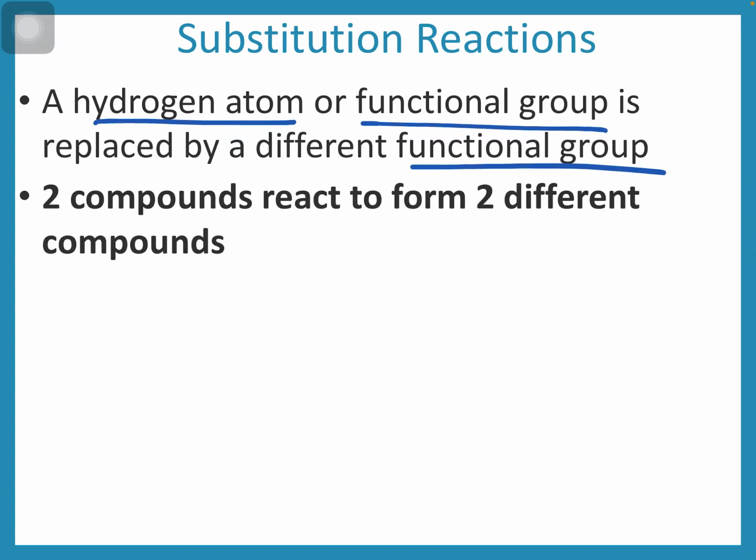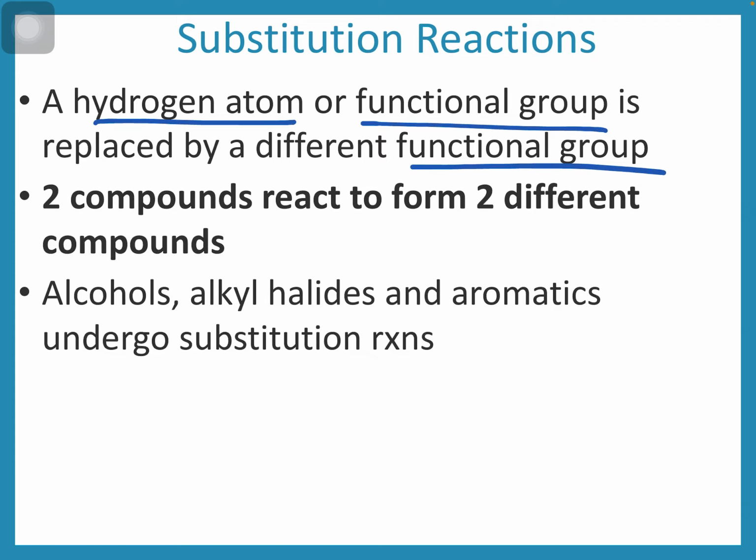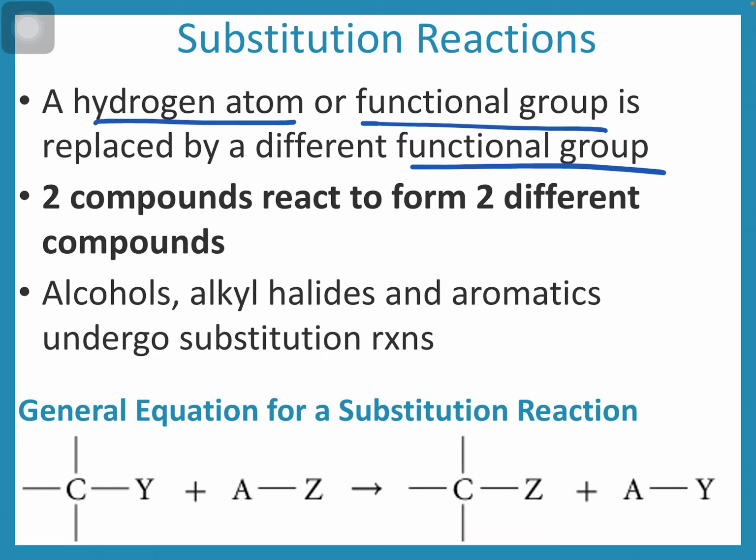These reactions happen to alcohols, alkyl halides or haloalkanes, and aromatics, so benzene compounds. The general equation is that we have some type of hydrocarbon with either a hydrogen or a functional group, and then we have something else that has a functional group as part of it, and that is going to make a swap with this functional group or hydrogen.